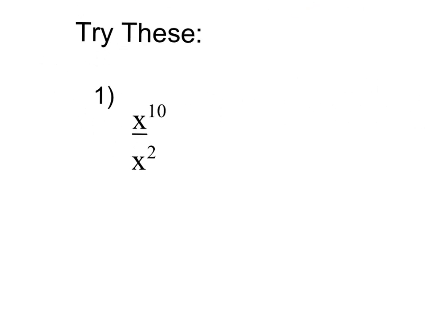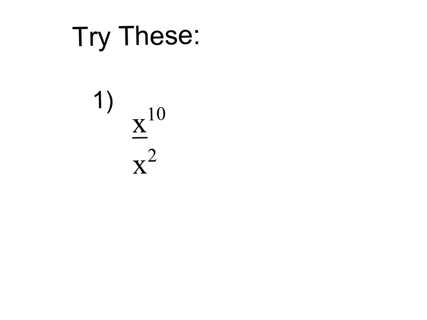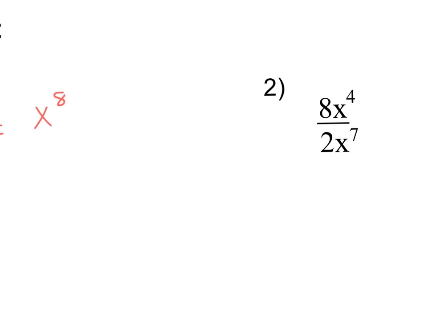Okay, so looking at number 1, I have 10 x's up on top, 2 x's down on bottom. So 10, take away the 2 that are on bottom, I'd be left with x to the 8th on top. If you wanted to put it over 1, you could certainly do that.